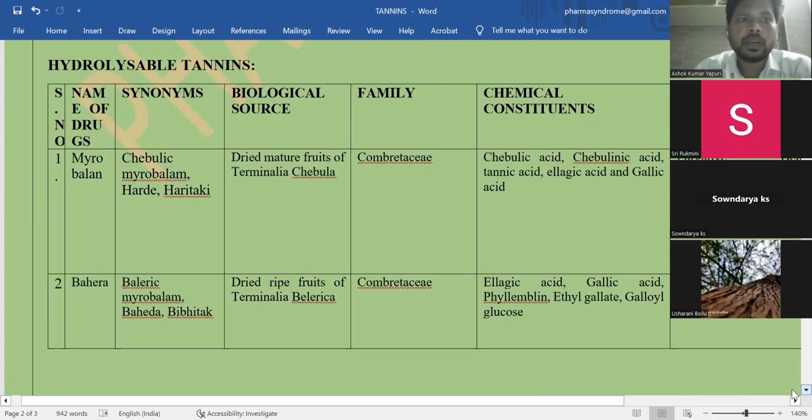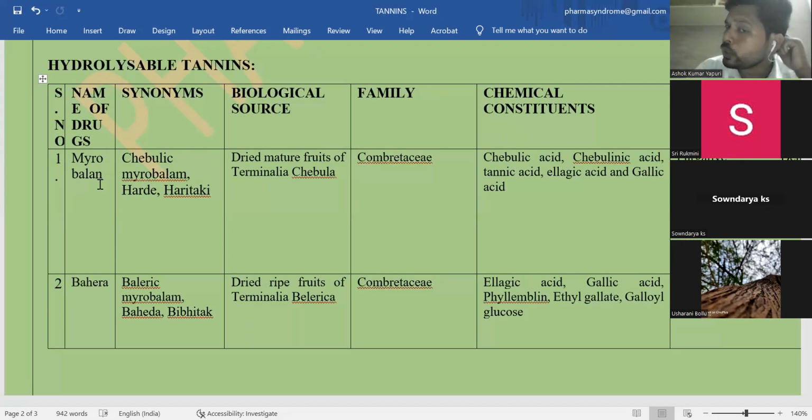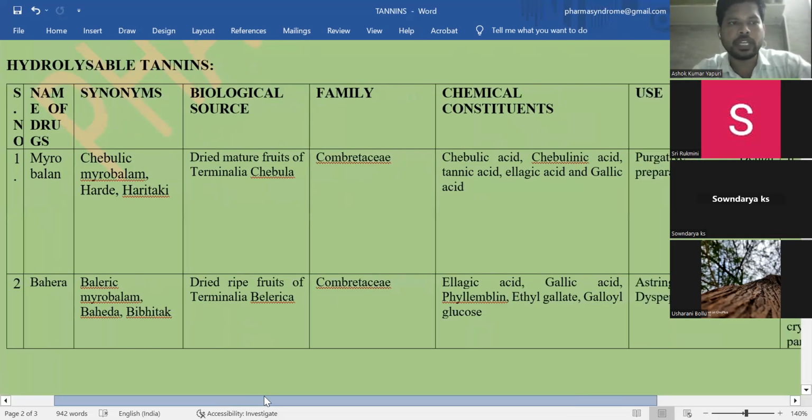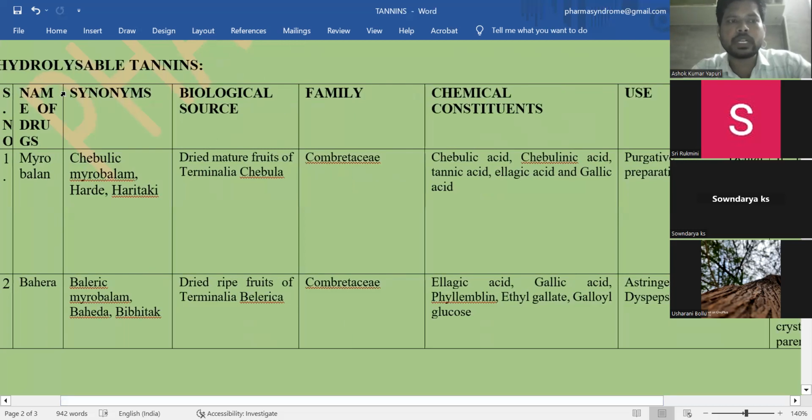And next, we have to see the individual drugs, their synonyms, biological source, family, chemical constituents, and uses also. The first one is myrobalan. First we are discussing hydrolyzable tannins. Regarding hydrolyzable tannins, the first one is myrobalan.